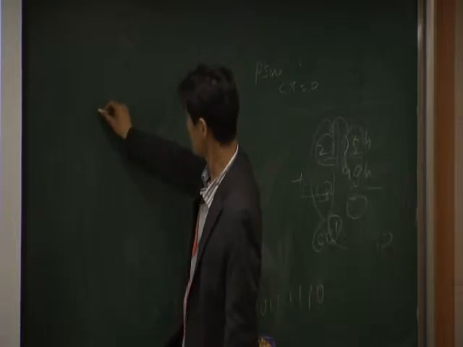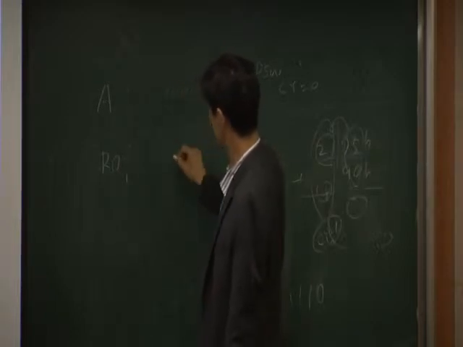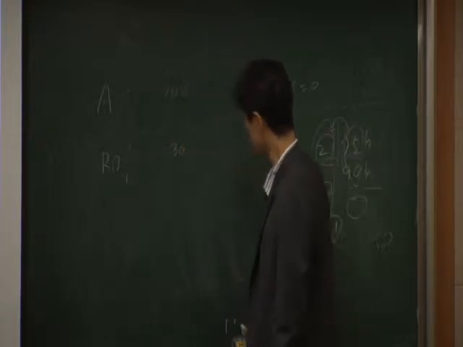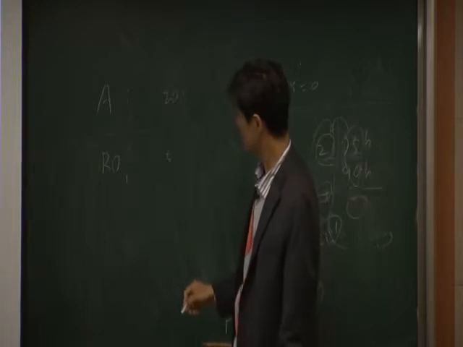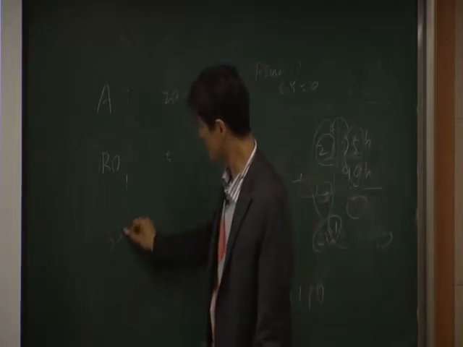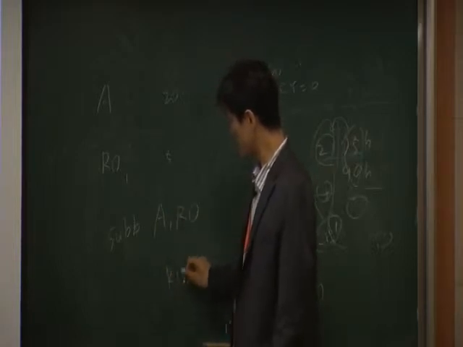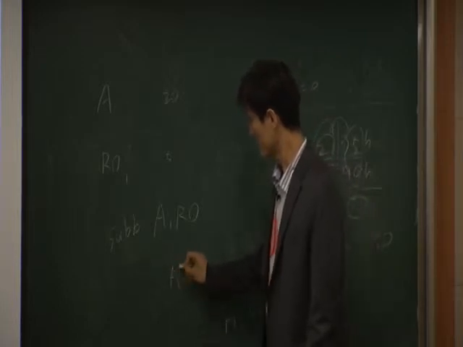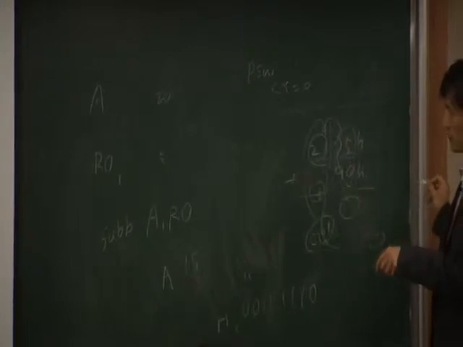So let's say you have A and let's say R0, and you have a value 100. We have a value 30. Let's make a small number, like 25. SUBB A, R0. Then the result you have in A is going to be 15. Okay? A minus B. That goes back to A.